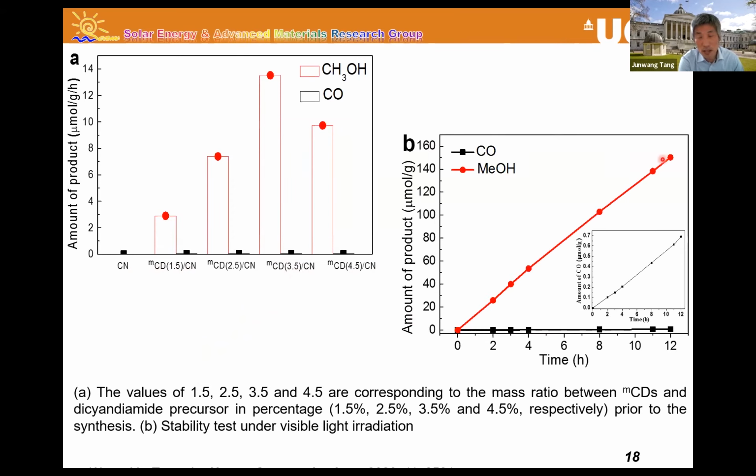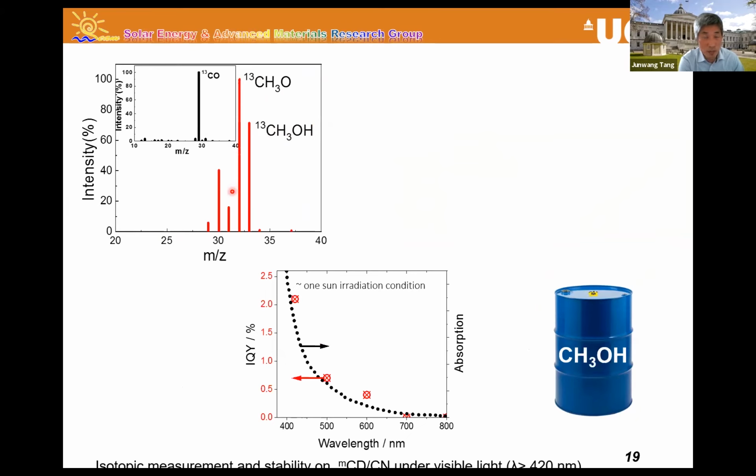And we also tested the stability of the catalyst, which seems quite good. Over 12 hours, we get a linear increase of methanol. Again, the carbon monoxide amount is very, very small. That's why you see here, we zoom in on this one to see that. Otherwise, in the same figure, we cannot see the production rate of carbon monoxide. Further, we prove our products come from carbon dioxide, because the catalyst and co-catalyst are both composed of carbon, so I have to prove what the carbon source is in the final product. When we use carbon-13 CO2, we get carbon-13 methanol, which proves it.